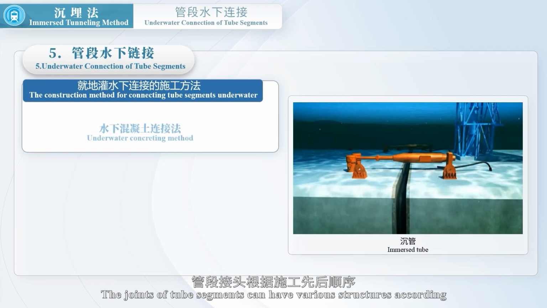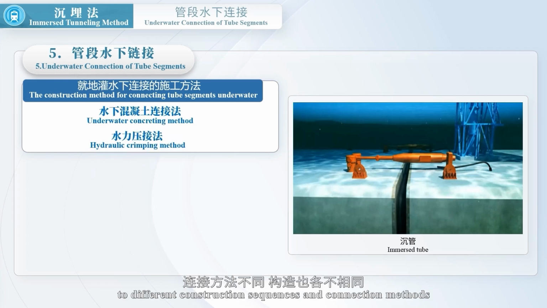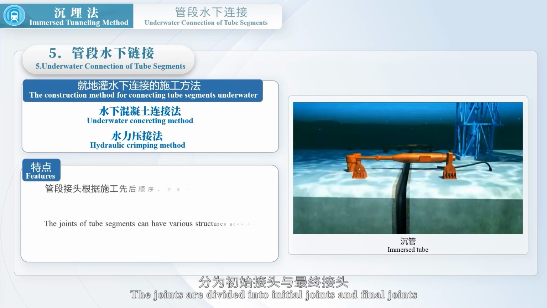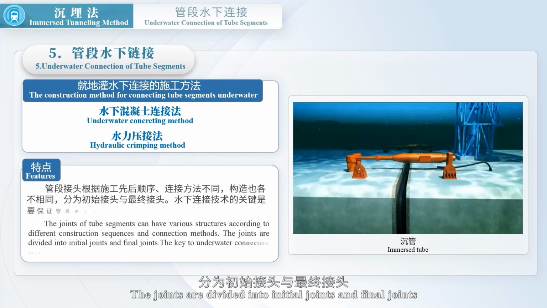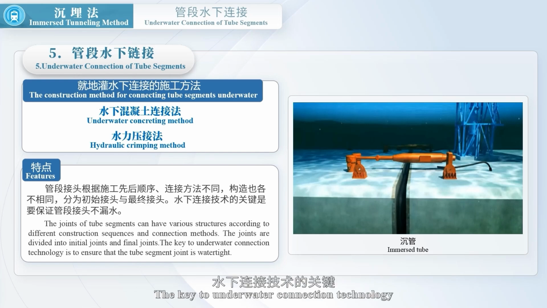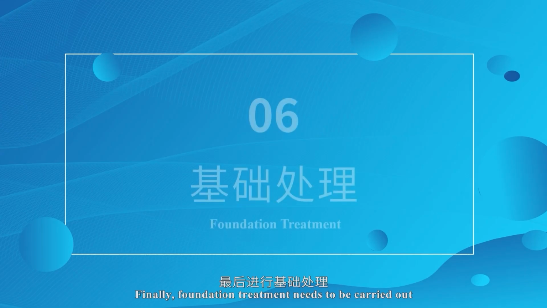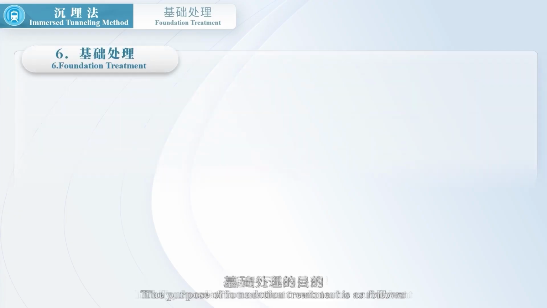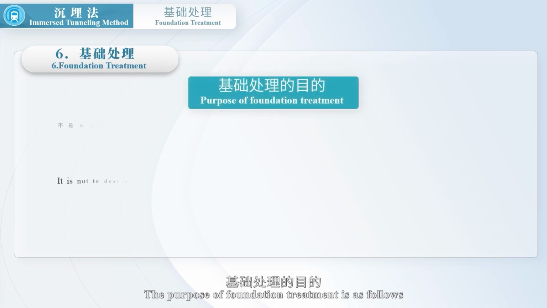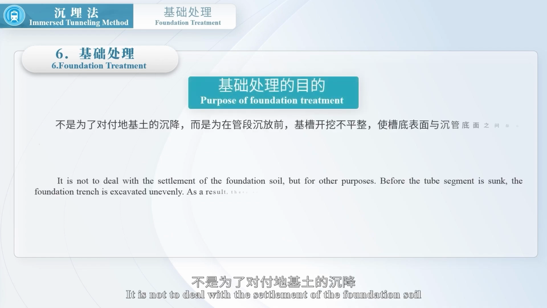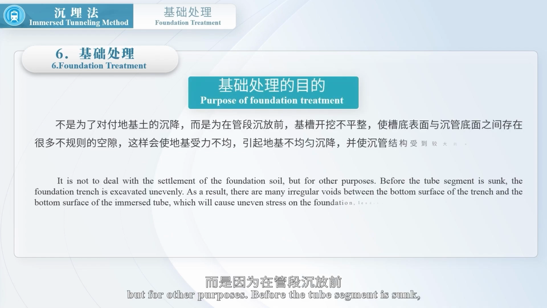The joints of tube segments can have various structures according to different construction sequences and connection methods. The joints are divided into initial joints and final joints. The key to underwater connection technology is to ensure that the tube segment joint is watertight. Finally, foundation treatment needs to be carried out. The purpose of foundation treatment is as follows. It is not to deal with the settlement of the foundation soil, but for other purposes.